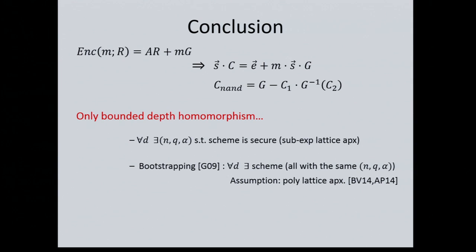But still there's this annoying order of quantifiers, that I need to know the depth, and only then can I give you a scheme. And again, this is shown by Gentry, that if you combine this bootstrapping with an additional assumption, which we don't know if it's true or not, the circular security of this encryption scheme, so this is an additional security requirement of the scheme, then you can really get just one scheme that works for any depth circuit, and this will really give you the full-fledged, fully homomorphic encryption.